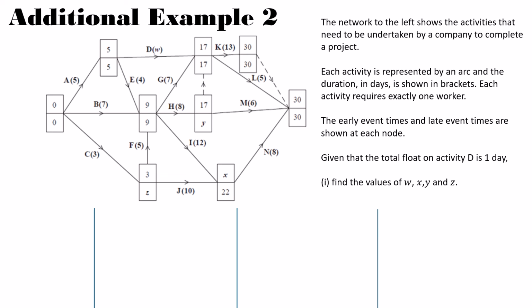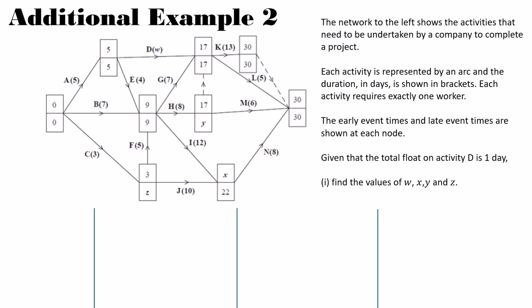So additional example 2 explores some ideas from this section that have yet to be tested in the Leaving Certificate exam up to the exam in 2024. The network to the left shows the activities that need to be undertaken by a company to complete a project. Each activity is represented by an arc, and the duration in days is shown in brackets. Each activity requires exactly 1 worker. The early event times and late event times are shown at each node. Given the total float on activity D is 1 day, find the values of W, X, Y, and Z.